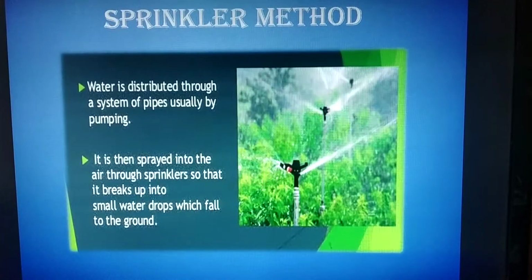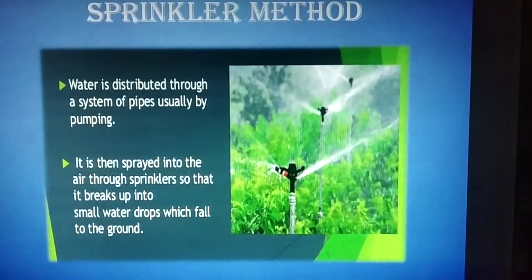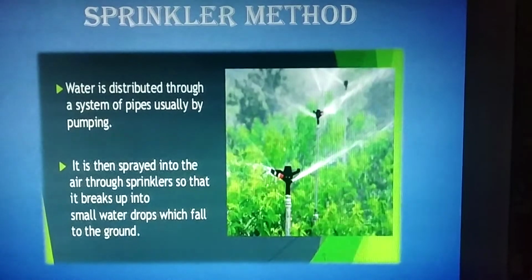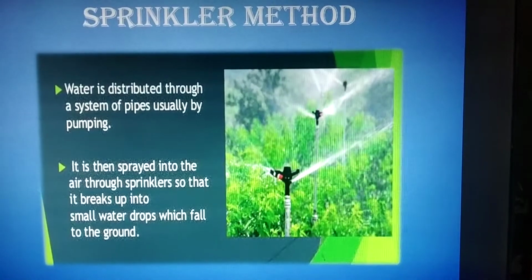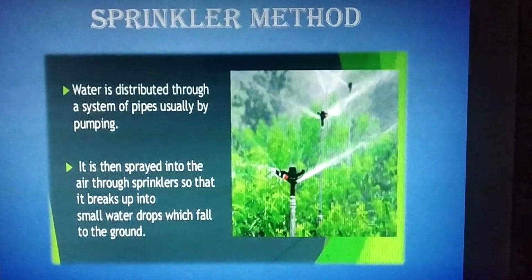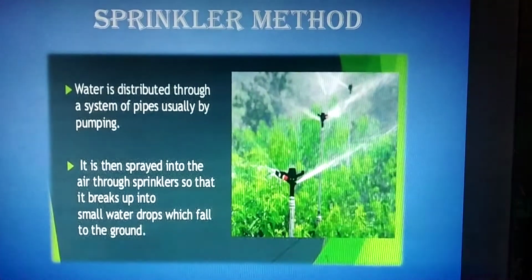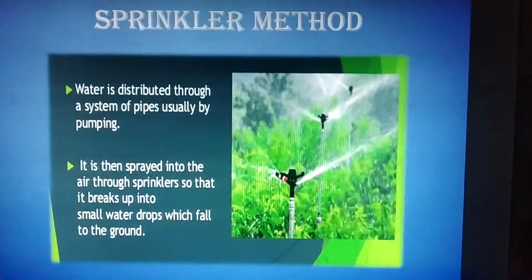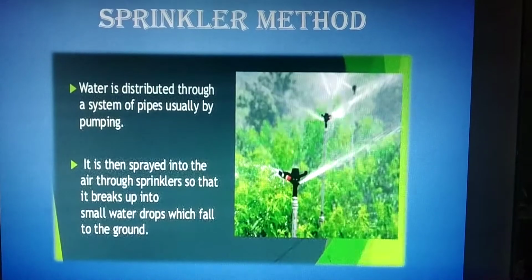First is the sprinkler method. In this, the water is distributed through a system of pipes, usually by pumping. It is then sprayed into the air through sprinklers so that it breaks up into small water droplets and falls on the ground. At the end of the pipe, nozzles are fitted. When the water flows, the nozzles rotate, which distributes the water in all directions in the form of drops. In this, the water consumption is very less.